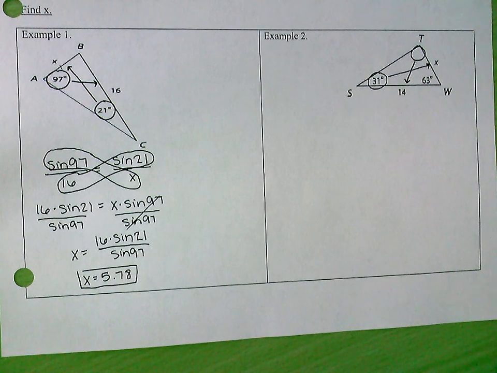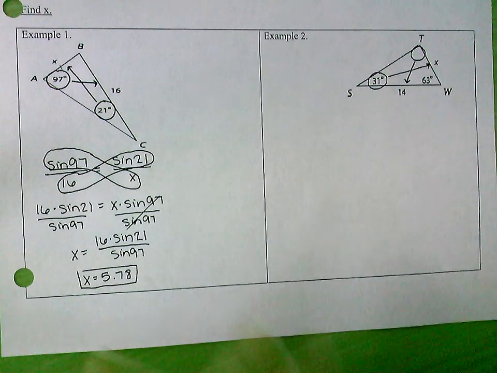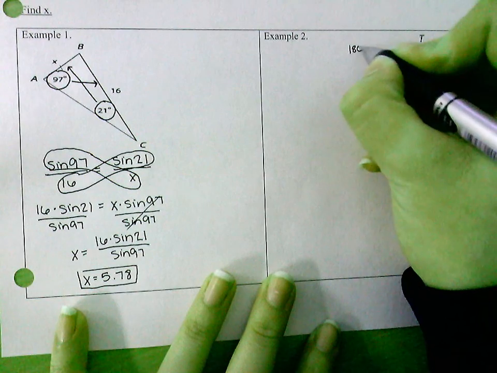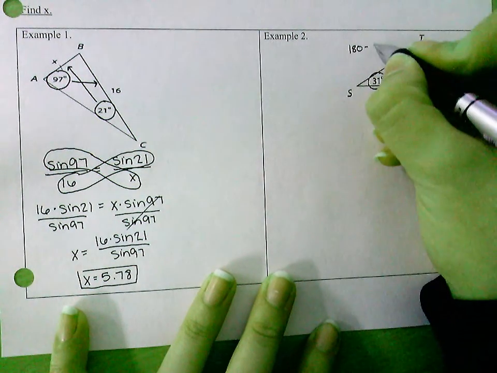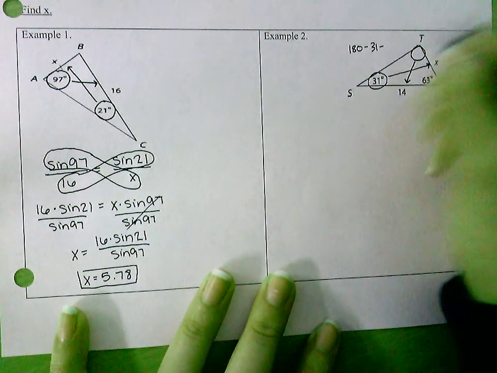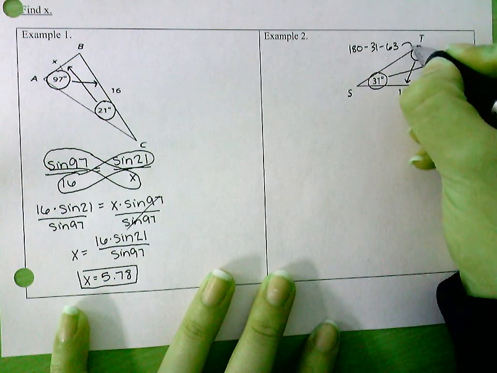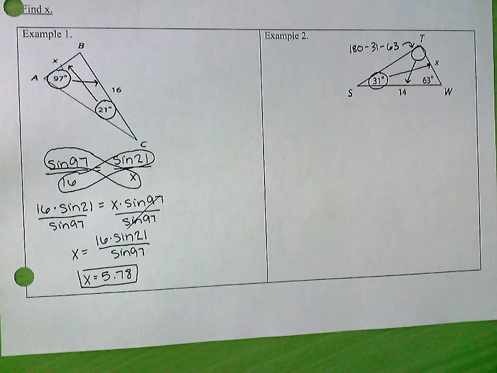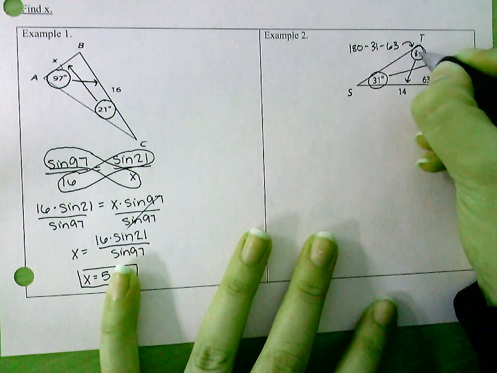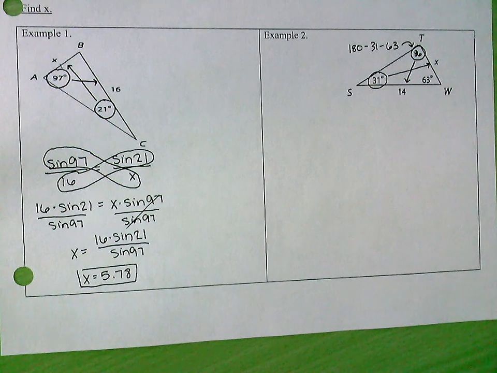But I need to find what angle T is. So all three of your angles have to add up to 180. So you can take 180 and subtract your other two. So minus 31 minus 63 to get that angle there. It's 86. I know it's kind of small. It's 86.